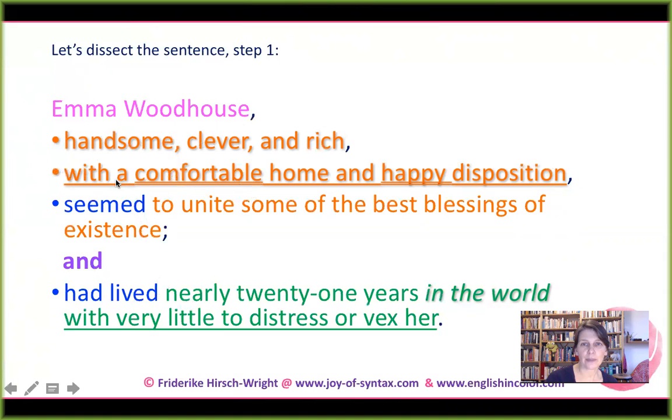With the comfortable home and happy disposition is a prepositional phrase, obviously, and it's functioning as predicate appositive. With very little to distress or vex her is also a prepositional phrase, and here it functions as adverbial of manner. Now, this points to something very, very important. We often have to distinguish between form and function.